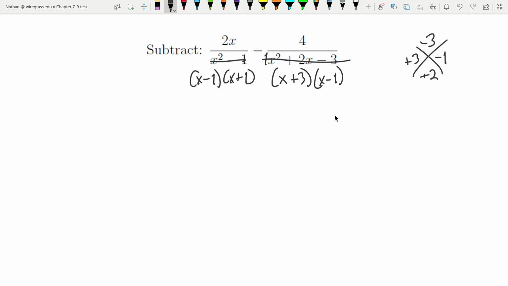Okay, so this one is going to need an x plus 3. It doesn't have an x plus 3 at all. It's got an x minus 1, but it doesn't have an x plus 3. So I multiply top and bottom by x plus 3. And this one needs the x plus 1 here on top and bottom.